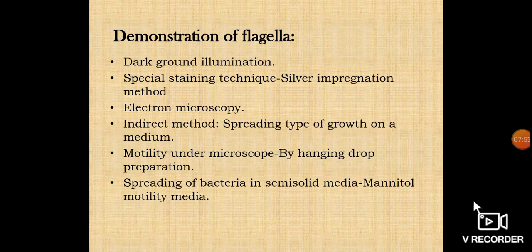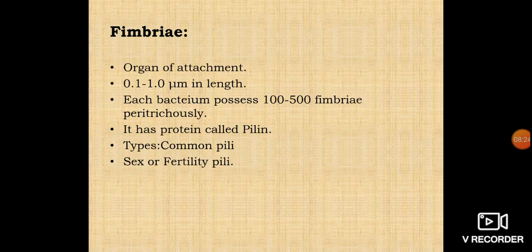How do we demonstrate the flagellum? First, a dark-ground microscope can be used, or a special staining technique like the silver impregnation method, or electron microscopy. Indirect methods include the spreading type of growth on solid media, like swarming of the bacteria, motility under the microscope using a hanging drop preparation, or spreading of the bacteria in semi-solid media like mannitol motility media. These are the different techniques used to demonstrate flagella.